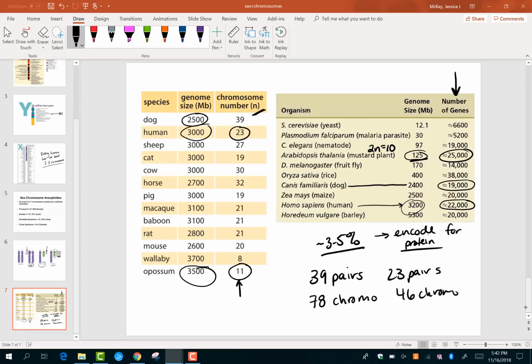All right, so there's chromosomes, mitosis, meiosis. Practice drawing them, getting them done, and enjoy your Thanksgiving.